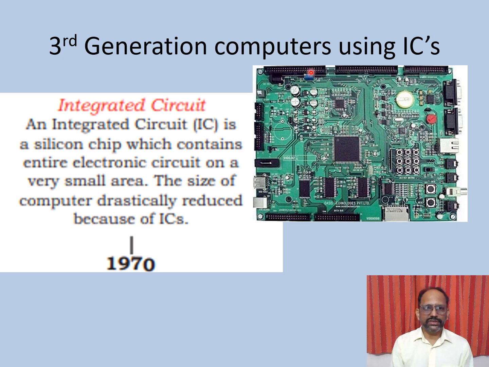The third generation computer started using ICs. Full form of IC is integrated circuit. It's a silicon chip which contains the entire electronic circuit on a very small area. The size of the computer drastically reduced because ICs were used in manufacturing computers. This started in 1970. The 1970 period is called the third generation computer, where IC was the main component of the computers.